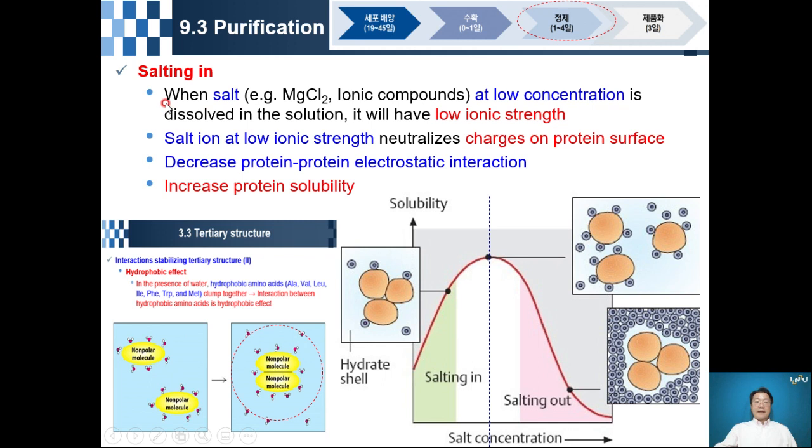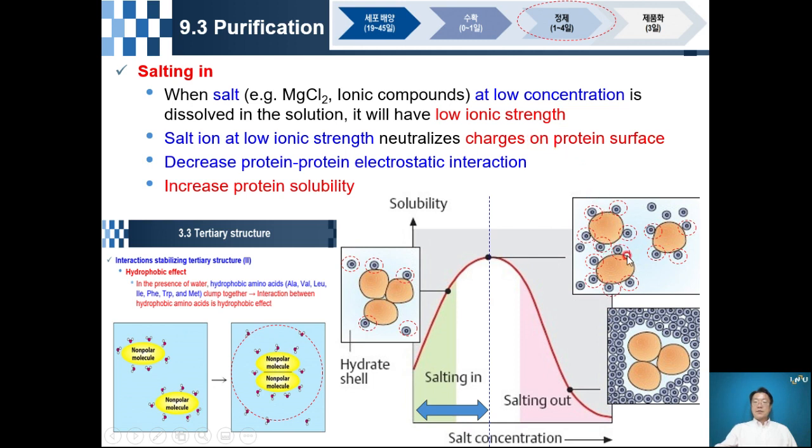Okay, when salt at a low concentration is dissolved in the solution, it will have a low ionic strength. Salt ions at low ionic strength can neutralize charges on the protein surface. The protein surface has positive or negative charges. If the salt concentration increases, for example, salt ions neutralize nearly all of the charges on the protein surface.